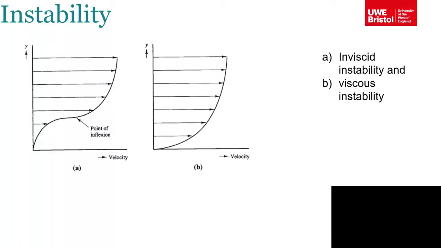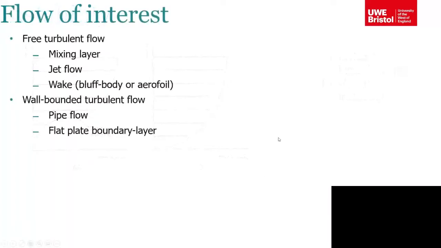So that would be a velocity. Now this is inviscid stability, and this is viscous instability, meaning even in an inviscid flow, turbulence will start. Sorry, what was the y-axis on those charts? Distance from the wall.